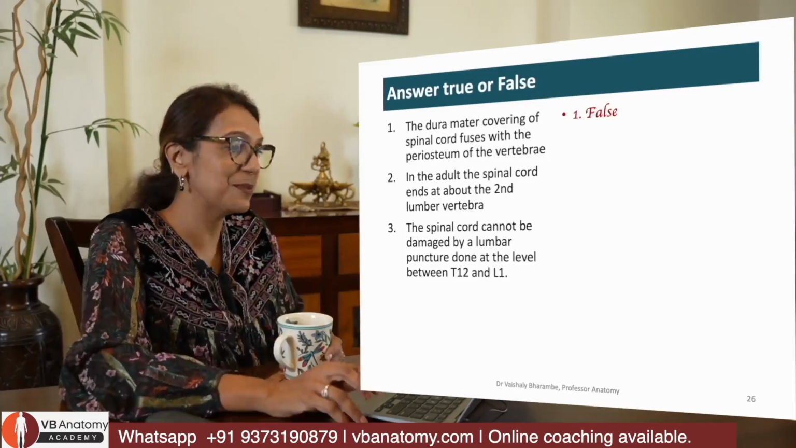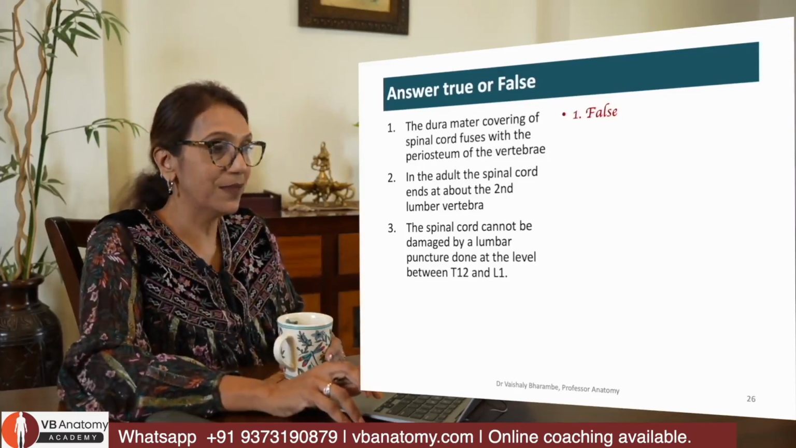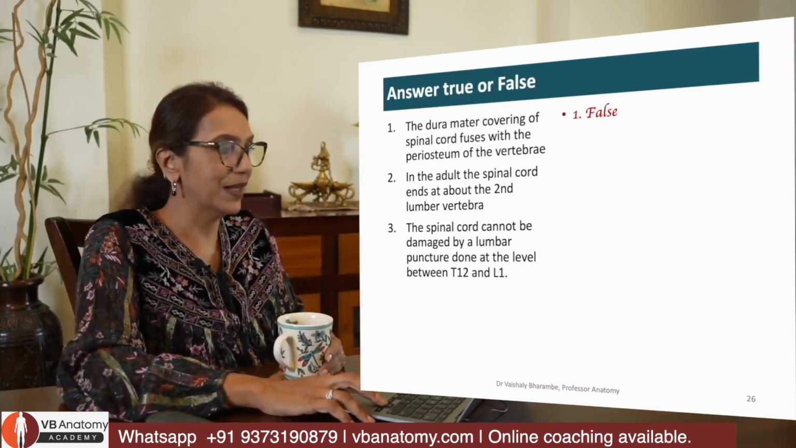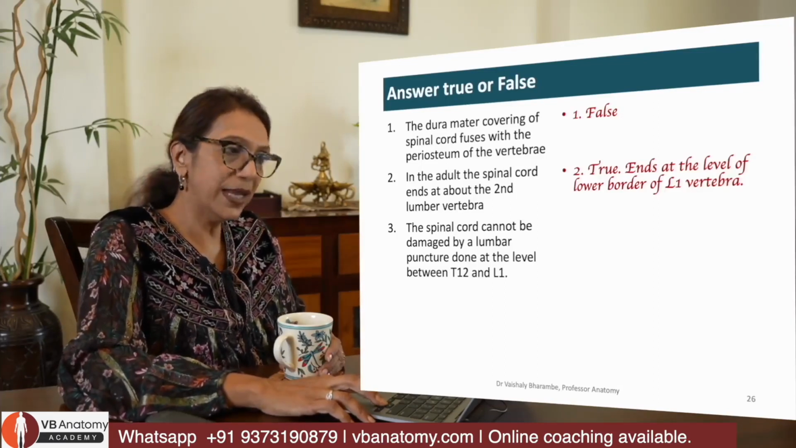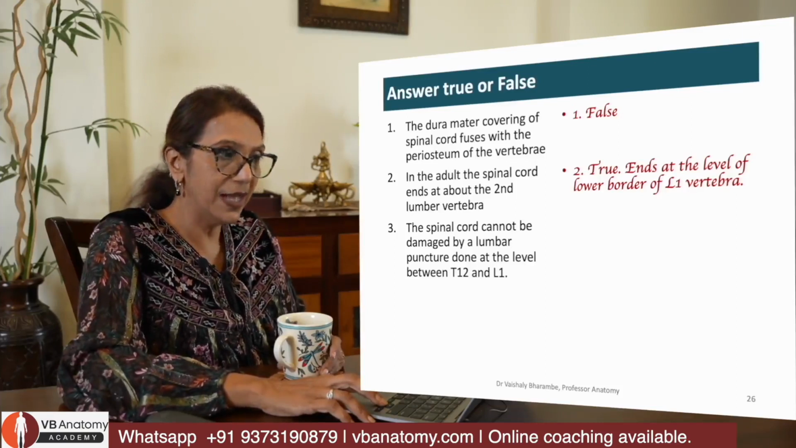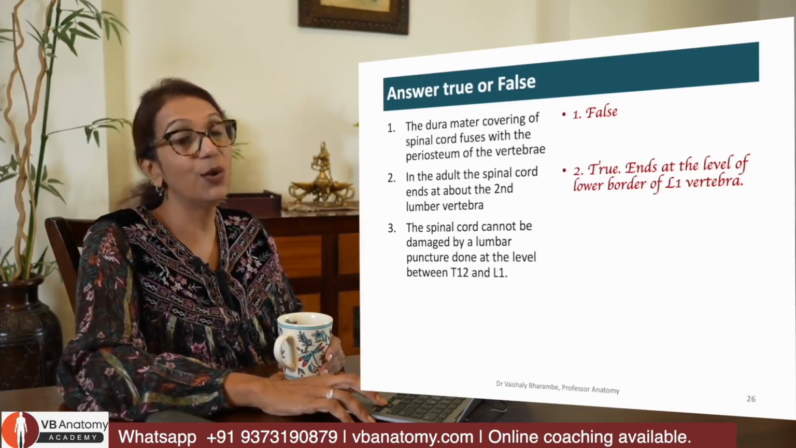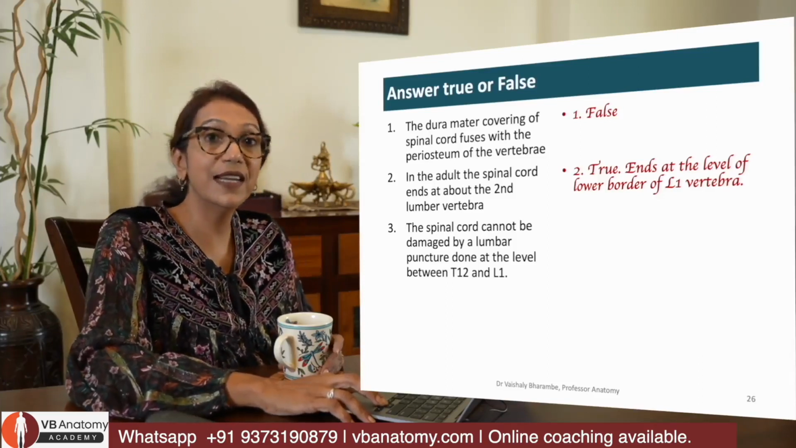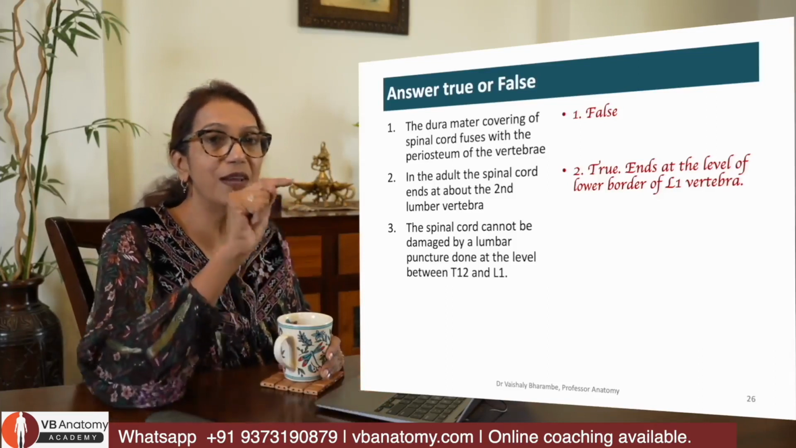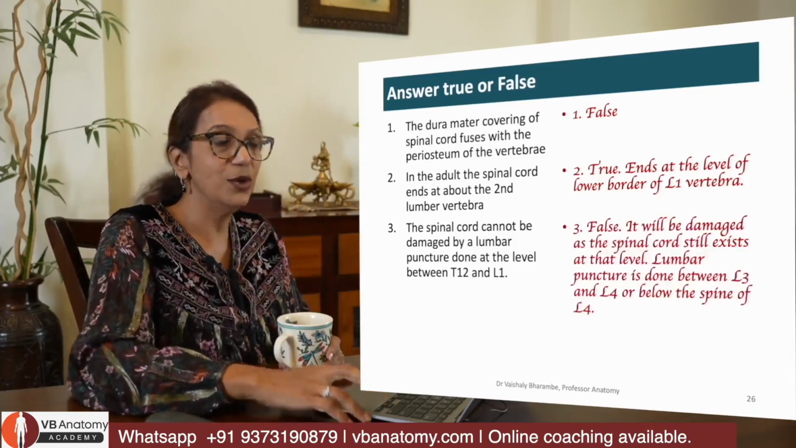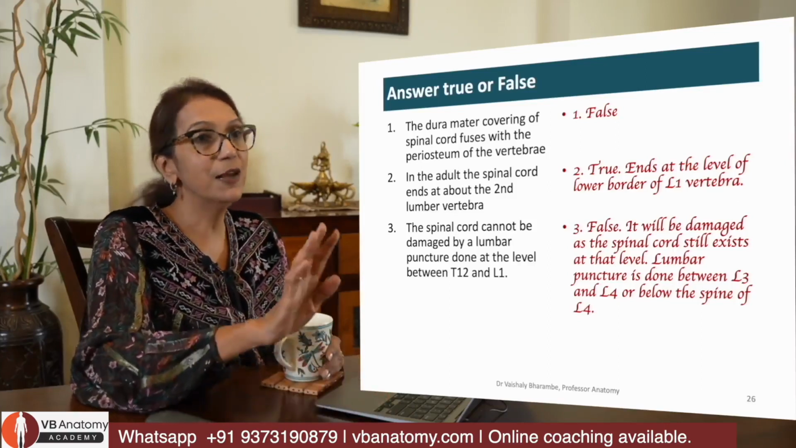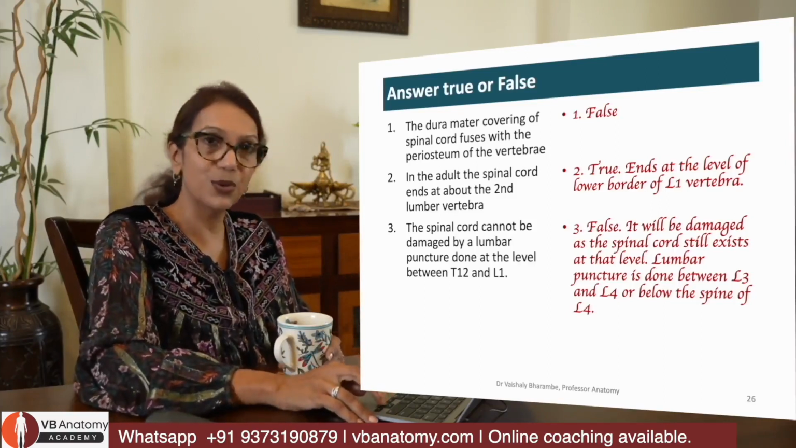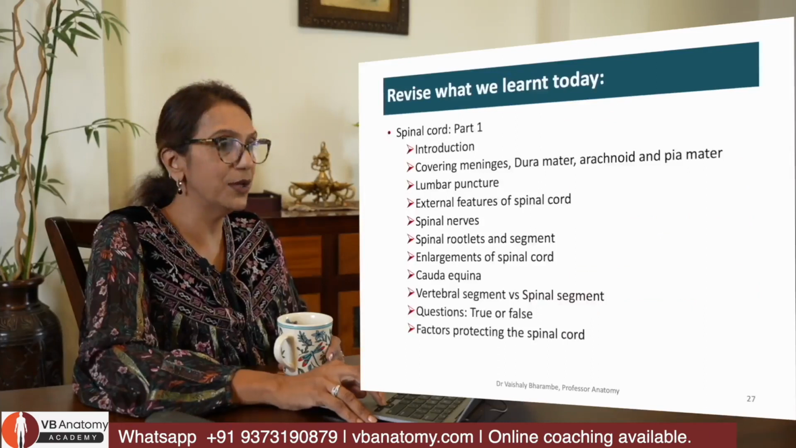Remember, we discussed that. In the adult, the spinal cord will end at the level of the second lumbar vertebra. Yeah, true. The spinal cord cannot be damaged by a lumbar puncture done at the level between T12 and L1. What do you think? Is it correct? Ma'am, it's ending at L1. It's ending at the lower border of L1. If you go between T12 and L1, you will still damage the spinal cord. You have to go below the level of L3. Keep your patient's spinal cord safe and tap the CSF. Okay, students? So go through this once more if you feel you have a doubt in your mind.